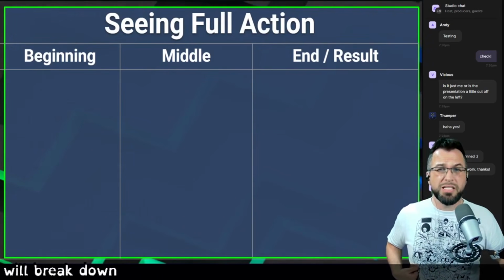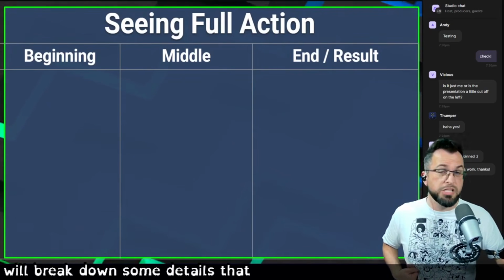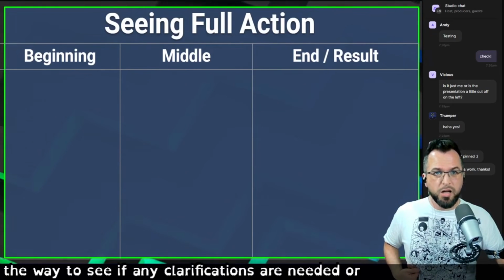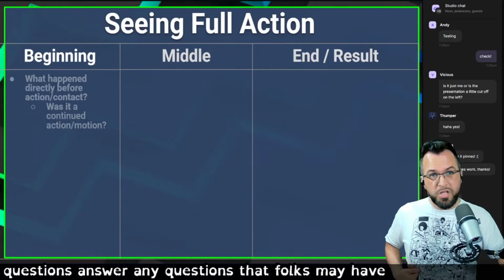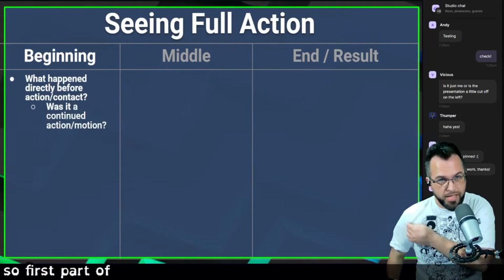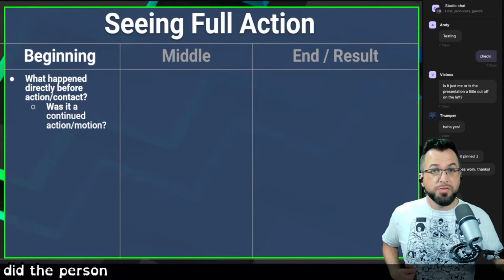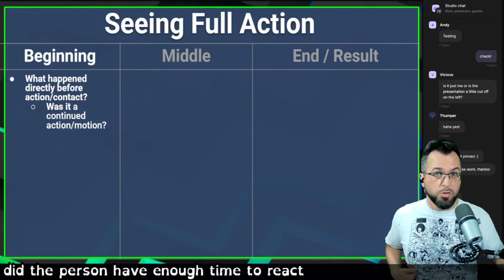We'll break down some details of each section and pause along the way to see if any clarifications are needed or to answer any questions that folks may have. So first, the beginning of the action. What happened directly before the action and contact? Did the person have enough time to react or respond in order to avoid it?